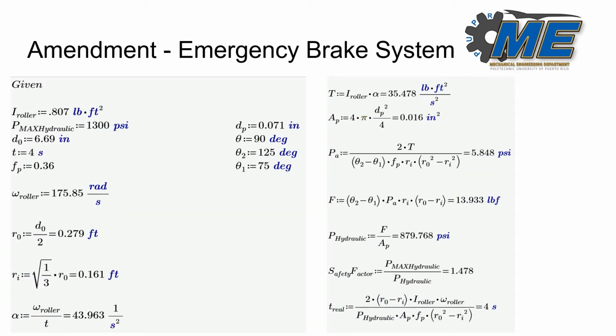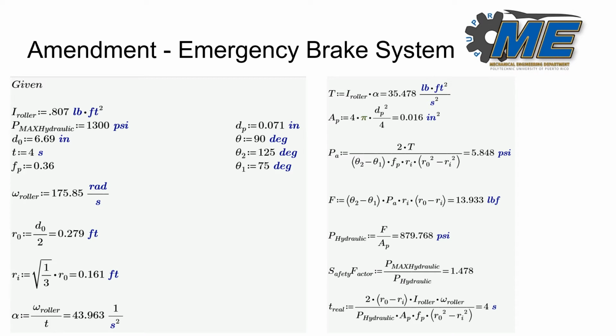Now the last calculations made for our amendment are for the emergency brake system, which is subsystem number 4. The specifications that changed were the inertia of the roller, which is significantly lower, and the diameter of the disc, which is D0. Originally it was 15 inches, now it's 6.69 inches.